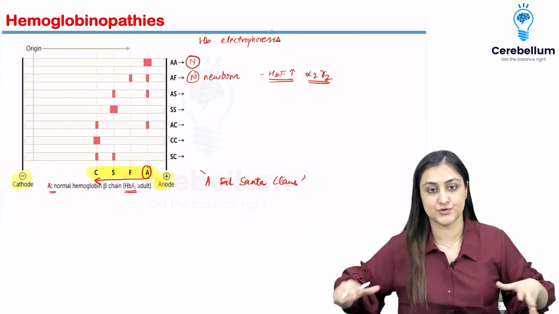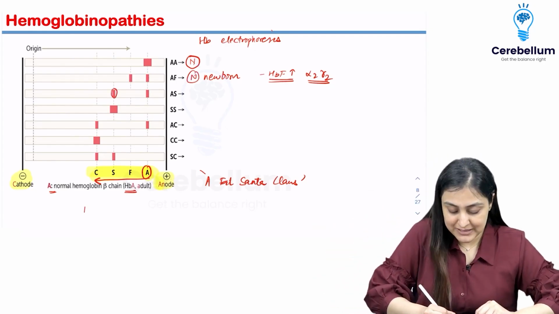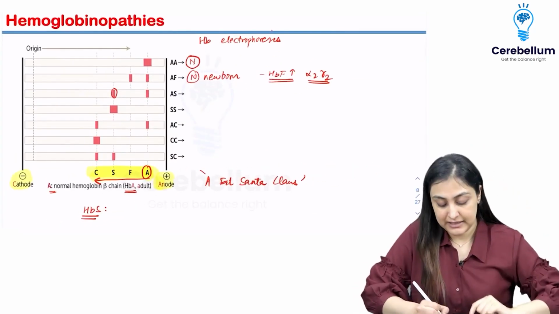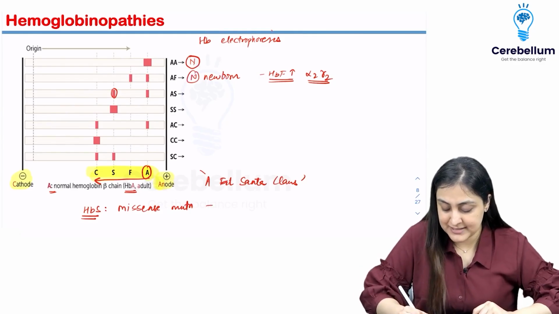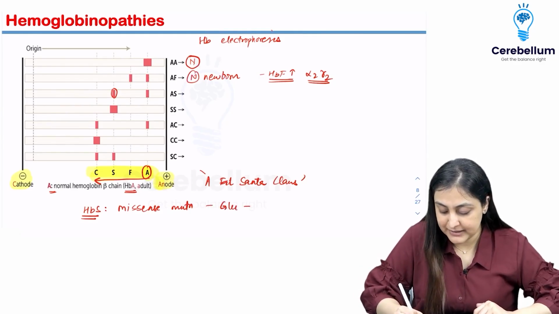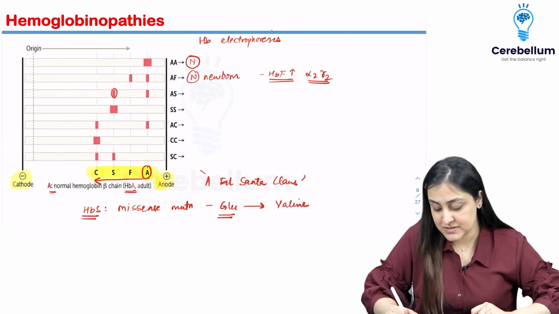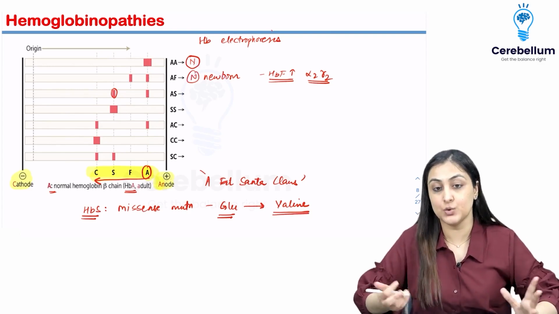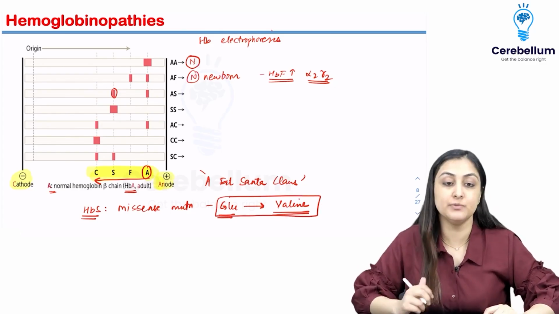Slowly it reduces. Okay, if you see S, HbS, what is HbS? So HbS is your sickle cell anemia. What happens here? Here you have a missense mutation. What is a missense mutation? So in HbS, instead of glutamate, there is valine. So when I remember, glutamate goes and valine is welcome. V for welcome, G for goes. So glutamate is replaced by valine because of a missense mutation.